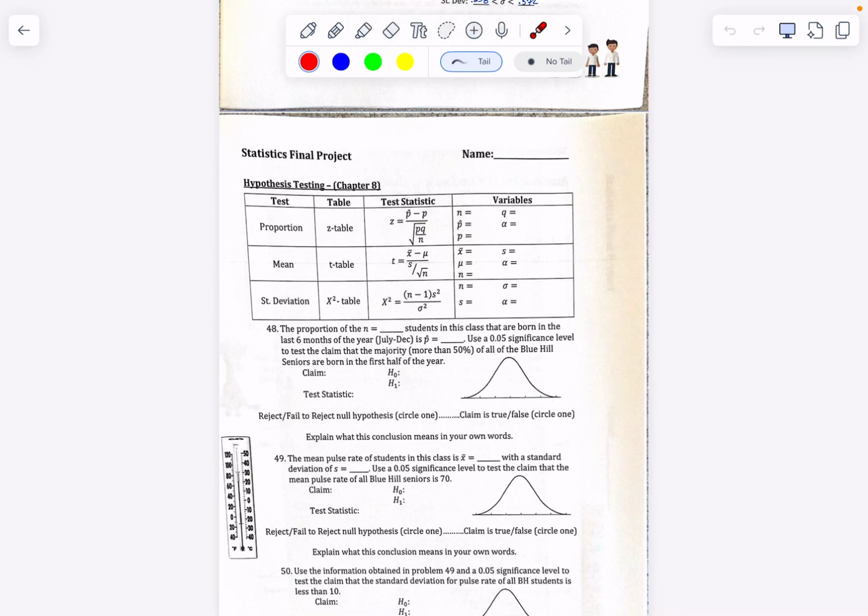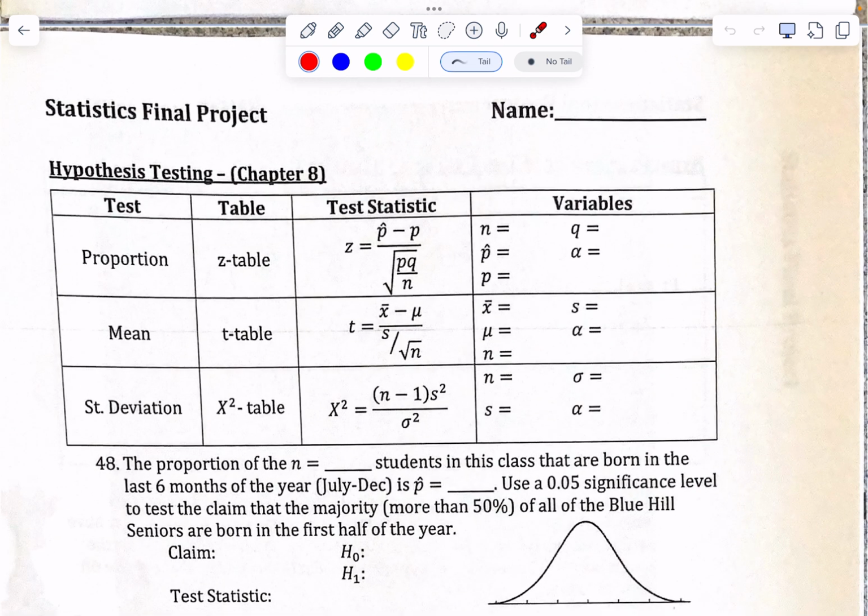Recording. This is day 5. This is the last day. Holy moly, we're doing hypothesis testing. Put this at the top of your paper: this is hypothesis testing for one sample.